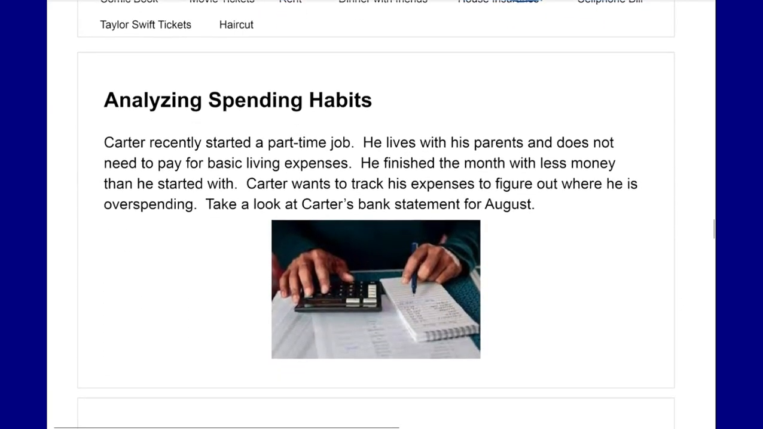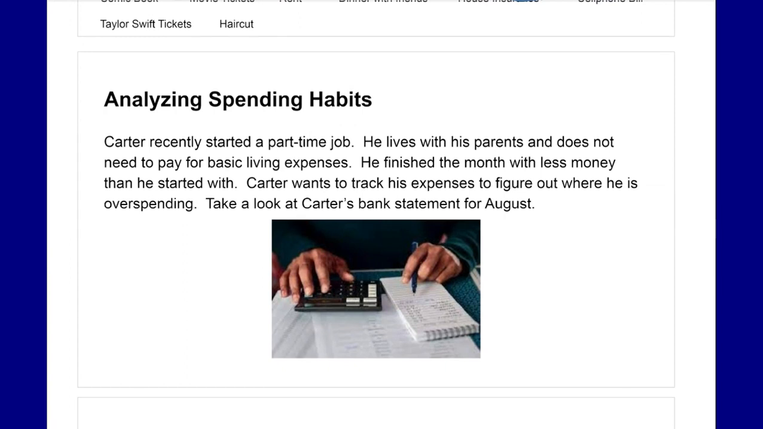So next, right, analyzing spending habits. We're going to be looking at some of those budgets that we talked about. So Carter recently started a part-time job. He lives with his parents and does not need to pay for basic living expenses. So he finished the month with less money than he started with, right, which is not a good thing. So he started to track his expenses to figure out where he is overspending. So we're going to take a look at his bank statement for August.